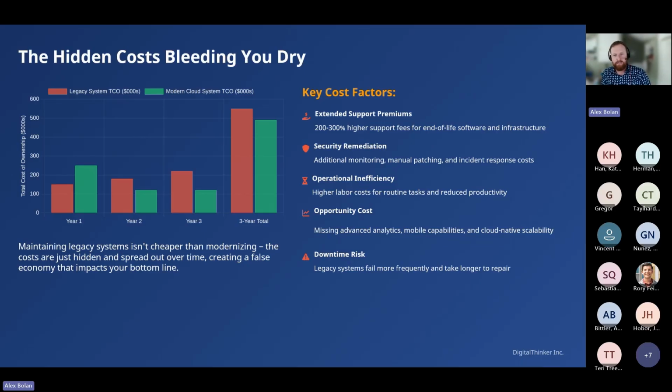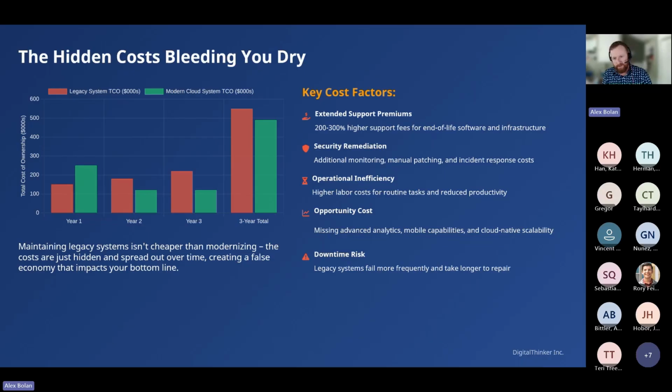Maintaining legacy systems isn't cheaper than modernizing anything. The costs are just as hidden and spread out over time. Extended support contracts for end-of-life software can cost somewhere between 200 and 300% of standard support fees. And fun fact, if you're on a version, I think it's 11.8 or older, there are no longer patches or support that Hexagon can offer you through your maintenance contract that you're paying for year over year, right? If you're on-prem and you're still paying your maintenance contract and you haven't upgraded, you're paying for a service that's doing nothing for you.